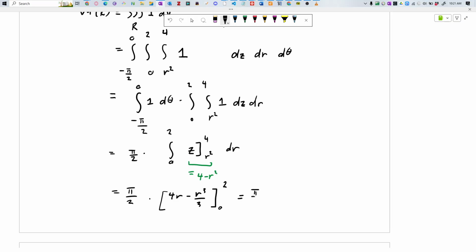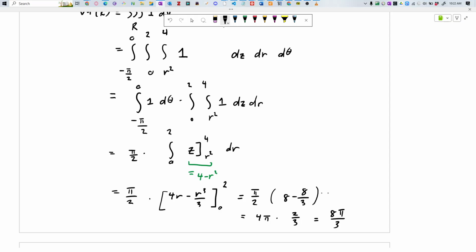Multiplication there, pi over 2. So plugging in at 0 is just going to be 0. That's nice. Plugging in at 2, we get 8 minus 8 over 3. And lastly, I'm going to want to simplify this. There's a few ways of thinking about this. I would rather pull out the 8 here and then think of this as 1 minus 1/3, giving me 2/3 here. And then when I pull out the 8, it's going to cancel with the 2, leaving me with 4 pi. Okay, and then in total, this is going to be 8 pi over 3.